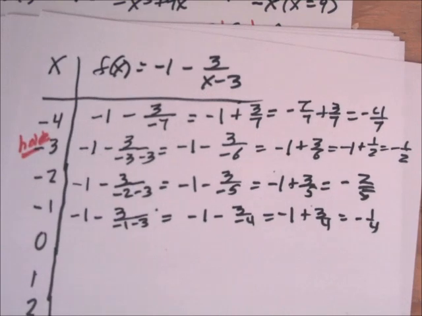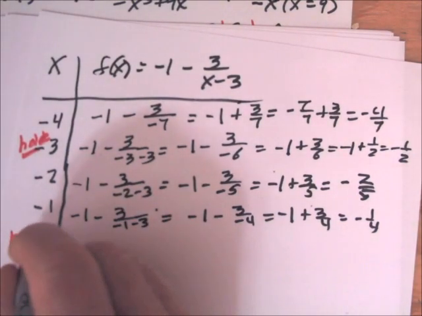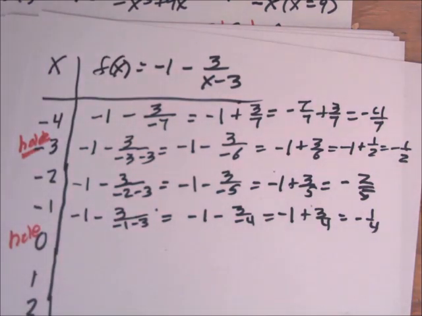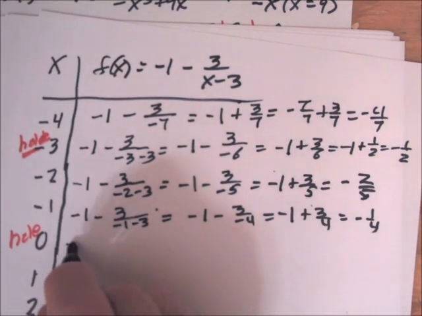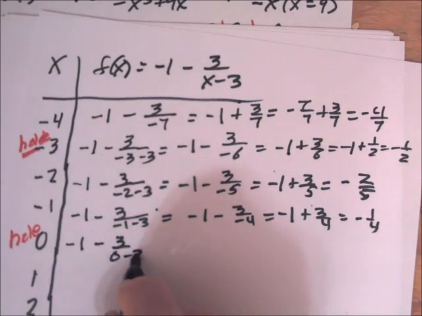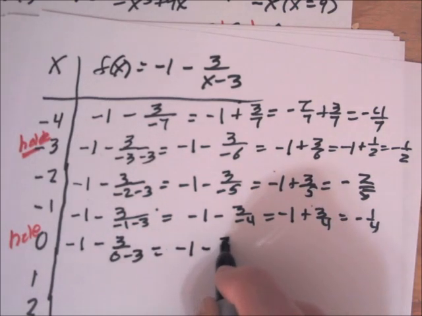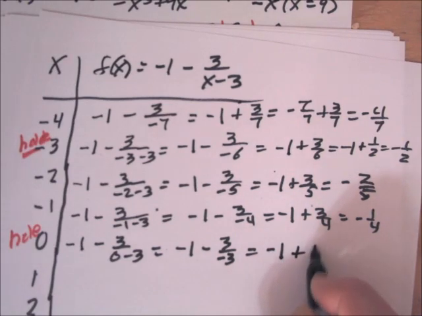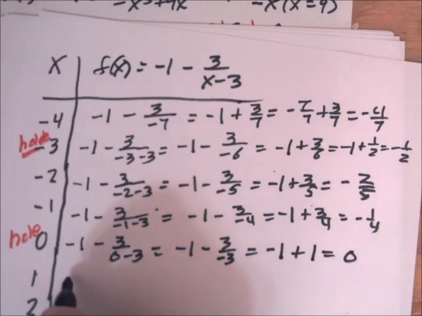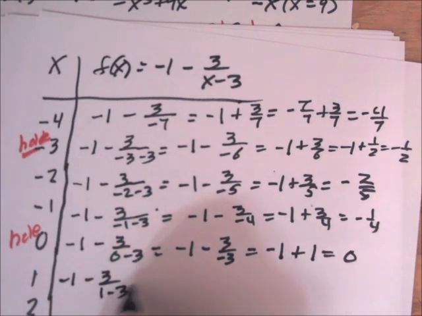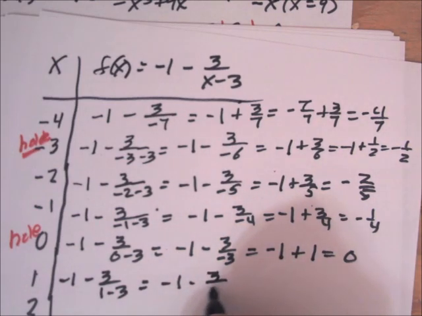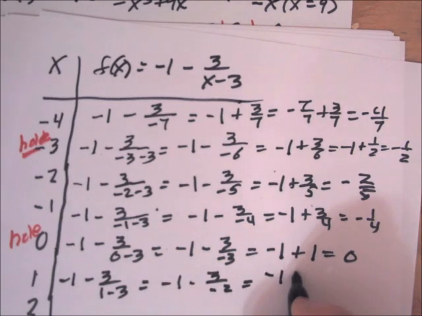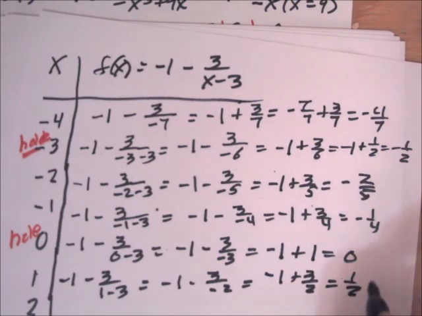Okay. x is 0. This is going to be another hole. And this is going to be -1 minus 3 over 0 minus 3. That's -1 minus 3 over negative 3. Negative 1 plus 1 is 0. If x is 1, we'll have negative 1 minus 3 over 1 minus 3. Negative 1 minus 3 over negative 2. Negative 1 plus 3 halves, 1 half.